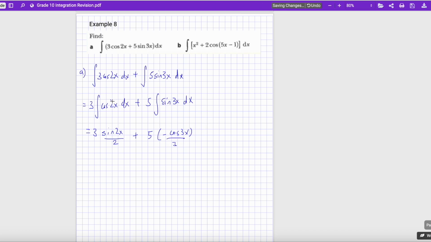We're just going to add one constant, because when you integrate both sides you get a constant, so you combine both constants into just c. Cleaning this up a bit, you have 3 over 2 sine 2x, minus 5 over 3 cosine of 3x, plus a constant which is a mix of both constants together. You can pause the video right now and let me know if you got the answer. You can try part B.